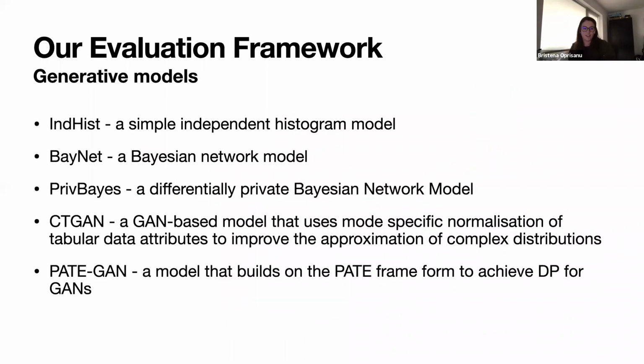Now, just a bit of background, in our evaluation framework, we tested on data generated by 5 generative models, 3 of which do not have any explicit privacy protection, and which are an independent histogram model, a Bayesian network model, and CT-GAN, which is a GAN-based model that uses mode-specific normalization of tabular data attributes to improve the approximation of complex distributions, and 2 models designed to offer differential privacy, namely PrivBayes, which is a differentially private Bayesian network model, and PATE-GAN, a model that builds on the PATE framework in order to achieve differential privacy for GANs.